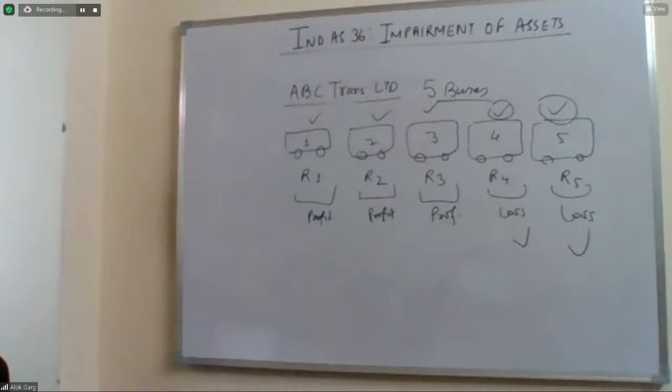This is a very important question, which is also there in the institute study material to understand the CGU concept. Whether the entire 5 routes, the 5 buses together, is a cash generating unit, or every single route is a cash generating unit. Tell me. Kaustav, Nanda, Ambika, Pujita, what is your view on this?